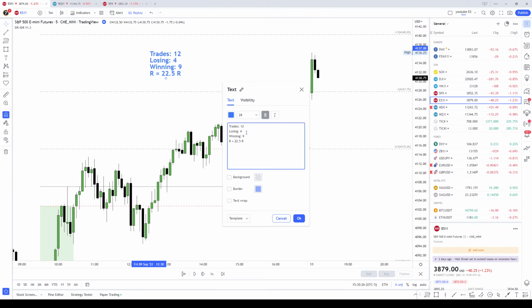Anyway, so we had maybe 3 or 4 break-even trades. I'm not sure. I would say three break-even trades. So 4 losing trades, and 9 winning trades. So that gives us what in percentage?